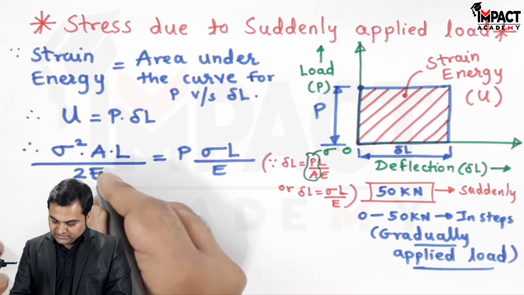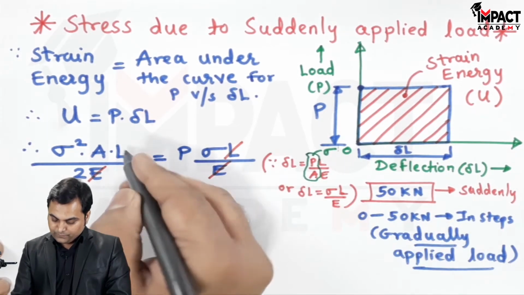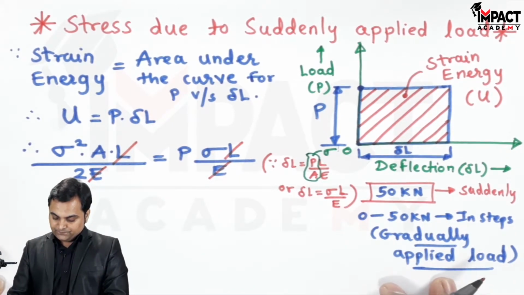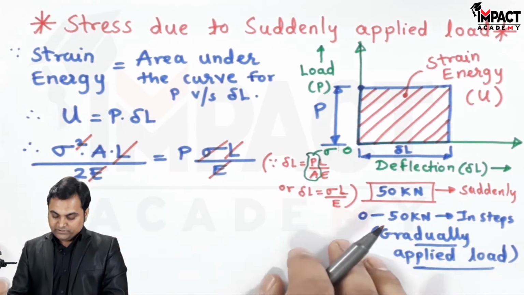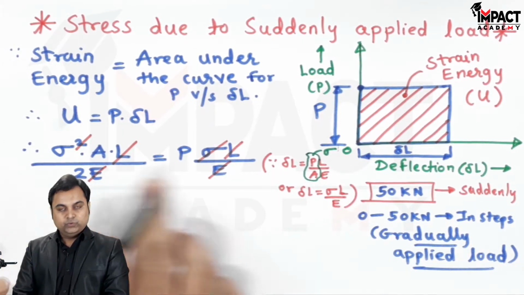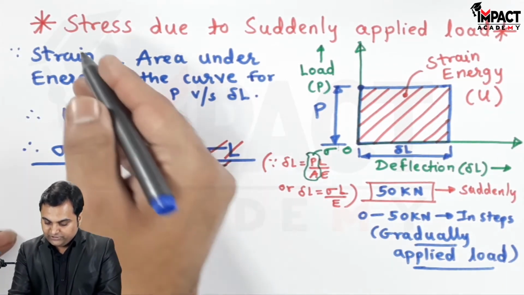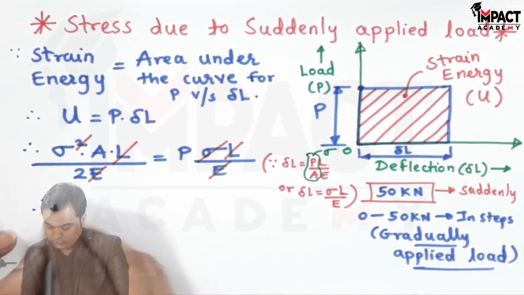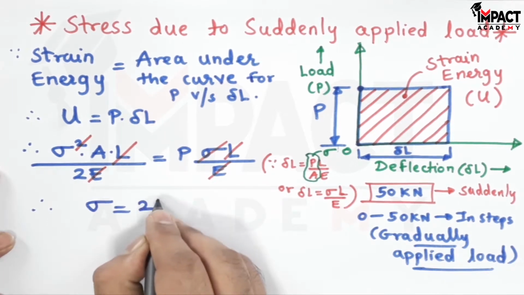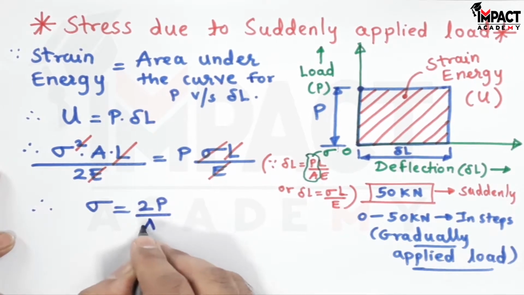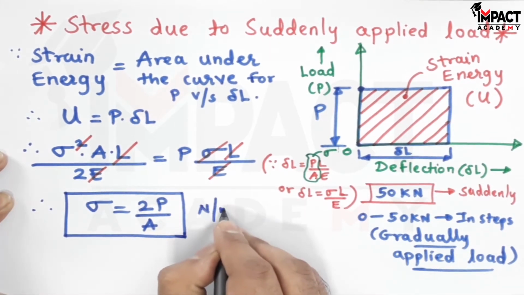Now from both sides, E gets cancelled out, the length gets cancelled out, and even one of the stress terms will go away. So what remains is stress into area upon 2, and on the right hand side there is P. I'll keep stress on one side because we need to find the stress for suddenly applied load. So sigma would be on one side, and this 2 gets multiplied with P, so it is 2P upon A. The unit is Newton per mm square.